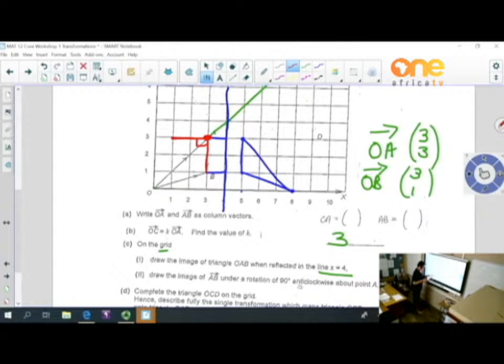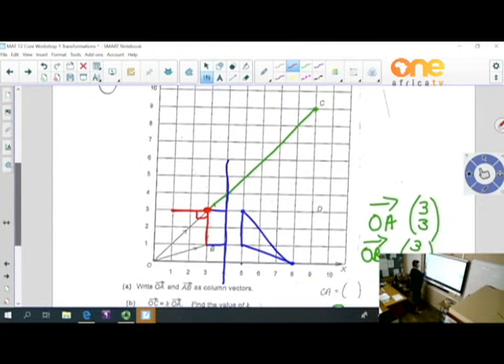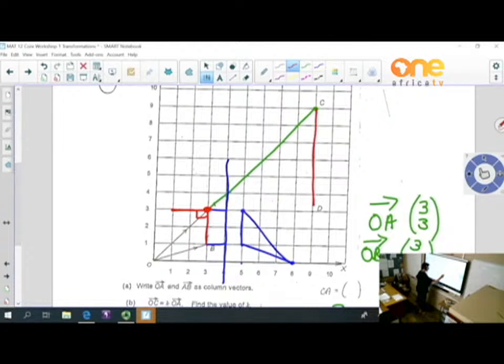And then they say, complete OCD, the scale factor of the enlargement is 3, and the center is 0, 0. Now we already have OC, and you can just join the points there. So now we just draw D, and this must be joined with O. So there's your enlargement on that one.